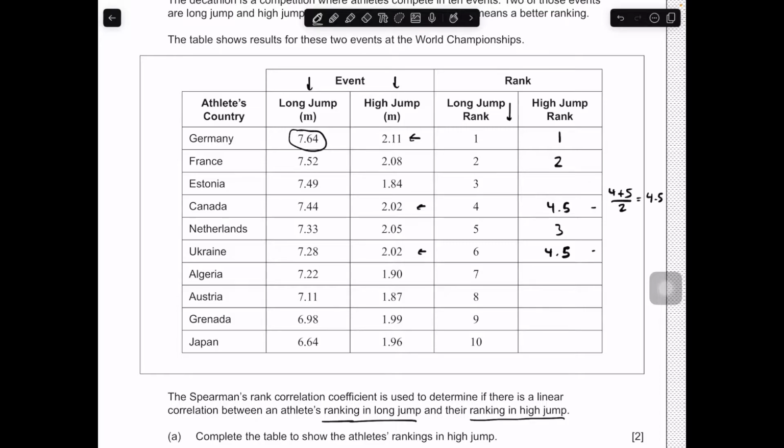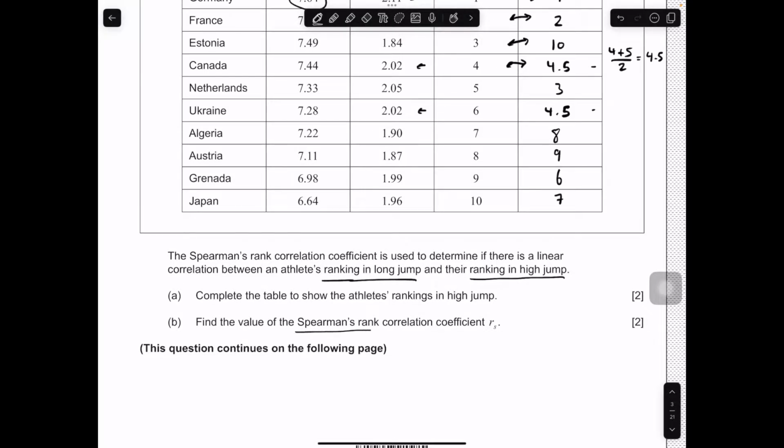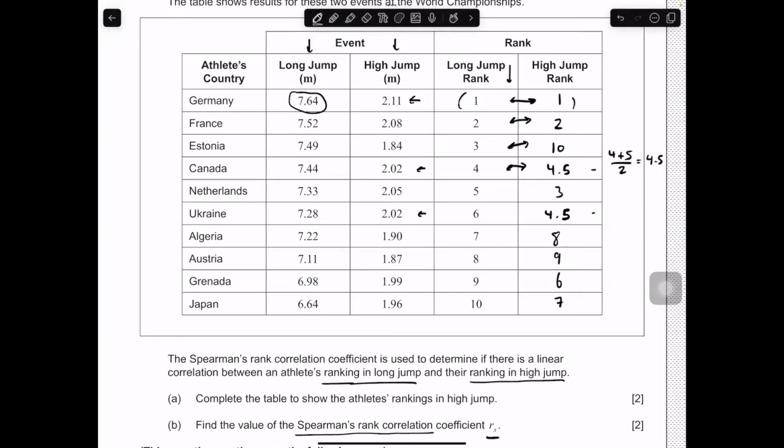So going on down, Grenada would take the 6th ranking. It's the 6th highest score. And then this would be the 7th. This would be the 8th. And then we have the 9th and the 10th highest score. And then we have the corresponding long jump ranks and high jump ranks for each of the countries. And this is important because when we enter these values to find Spearman's rank correlation coefficient, or RS, we need to make sure, and we can treat these as a coordinate pair, and enter these into our calculator. So let's go ahead and do that.